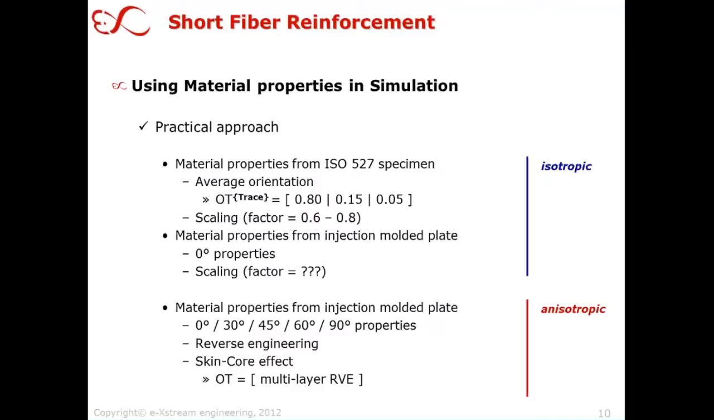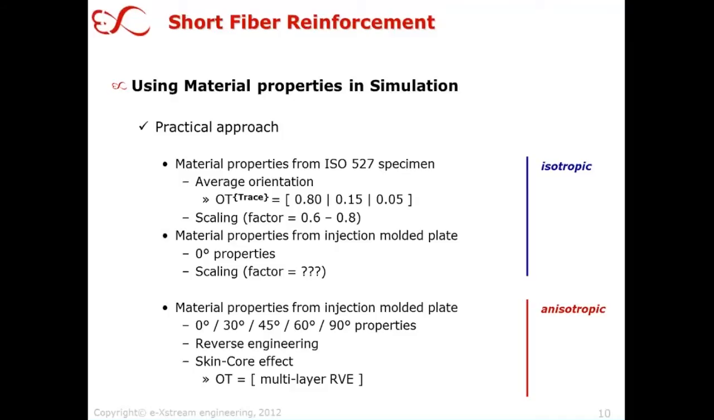because it's very quick. So you could take, for example, your ISO 527 specimen measurement, and I mean, we know quite fairly about the average orientation in such a dumbbell. So we know the orientation tensor, which represents the fiber alignment. But even with that knowledge, you just take the material properties and you scale by a factor, and mostly in the companies there is some history to the scaling factor.